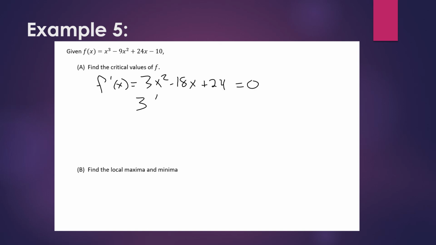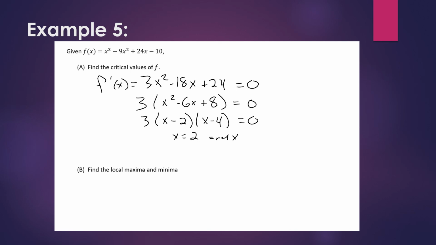I'm going to factor out a 3. It's going to be x squared minus 6x plus 8. Two numbers that multiply to be positive 8 but add to be negative 6. Well, that's going to be (x minus 2)(x minus 4). So that tells me that x is 2 and x equals 4. These are the critical values.